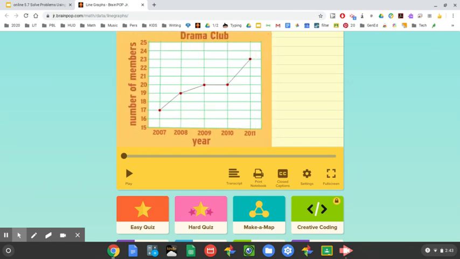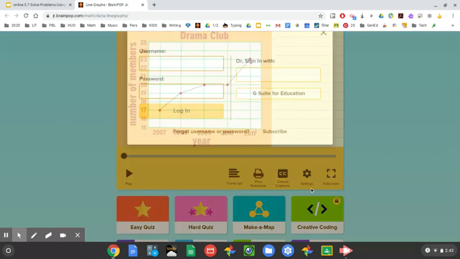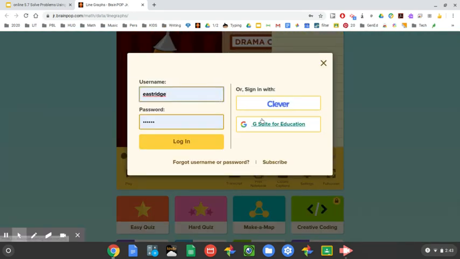Because you can also create different line graphs if you want to try something new today, but you'd also be creating those questions. So I'm going to go ahead here.